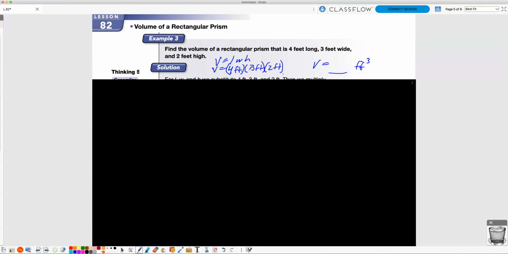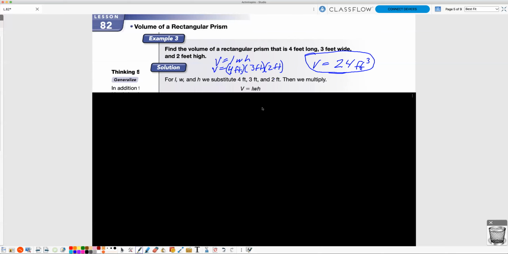So once I find what 4 times 3 times 2 is, that's what the answer will be to the volume of the rectangular prism that has those lengths. So 4 times 3 is 12, and 12 times 2 is 24. So the volume of that rectangular prism would be 24 cubic feet.